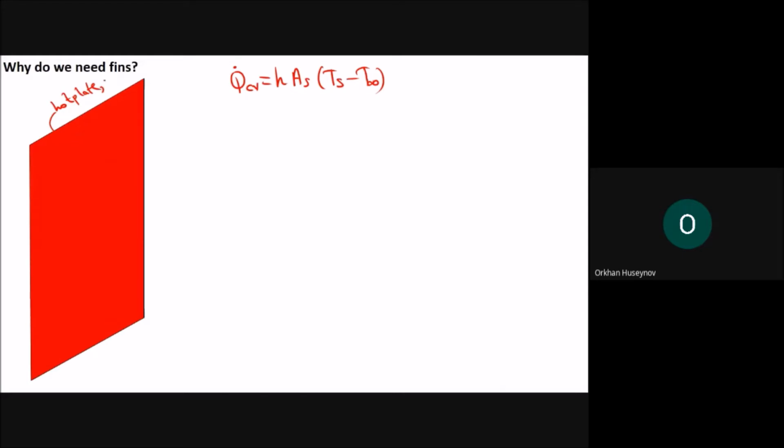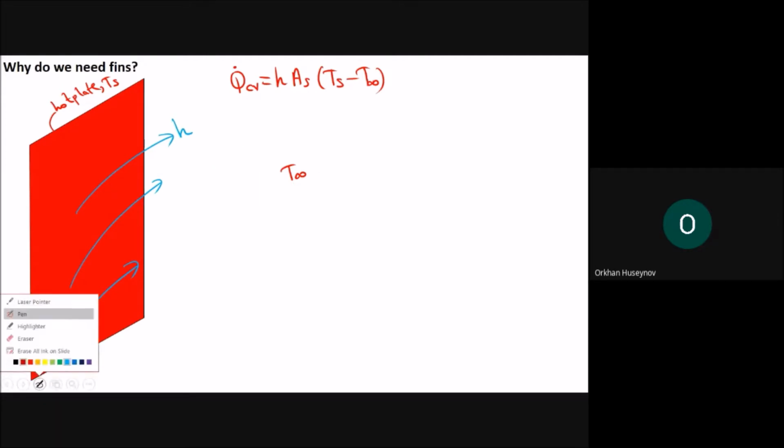This hot plate has a temperature of Ts, and there's an environment with a temperature of T infinity. This environment tries to cool the hot plate with a coefficient of h. With an h value, we are trying to cool this fin. You cannot change this Ts value. It is not possible to change. You cannot change this T infinity value. These are fixed values. What you can play with is this h value, and you can play with this surface area.